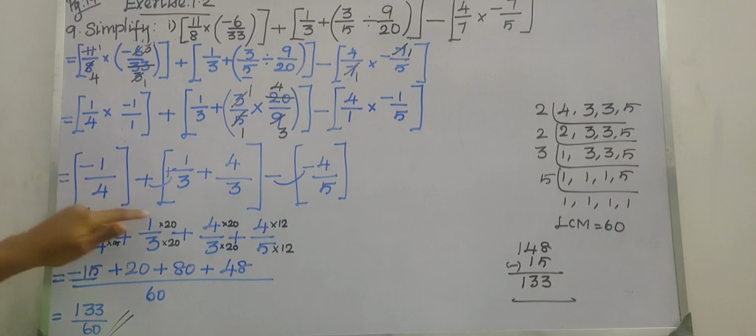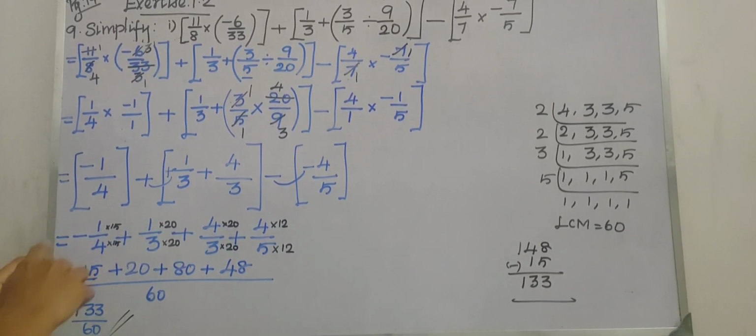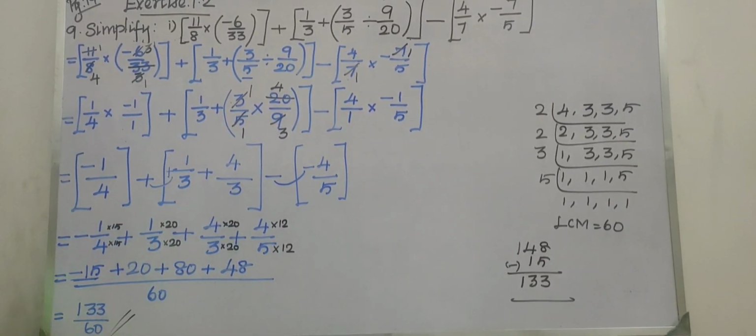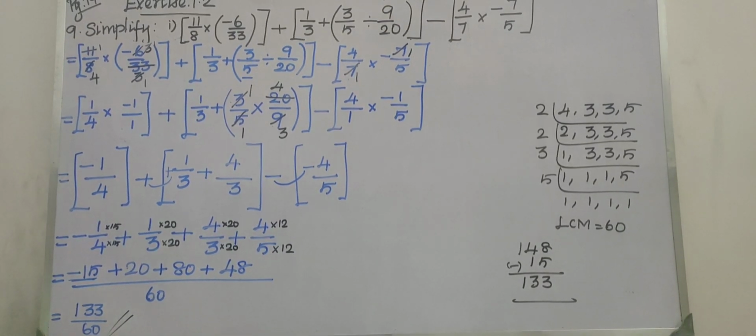So here we can add, and here we have different signs, so we take the LCM and find the denominator as 60. As the final answer, we got 133 upon 60. Okay, children, pause the video and write.